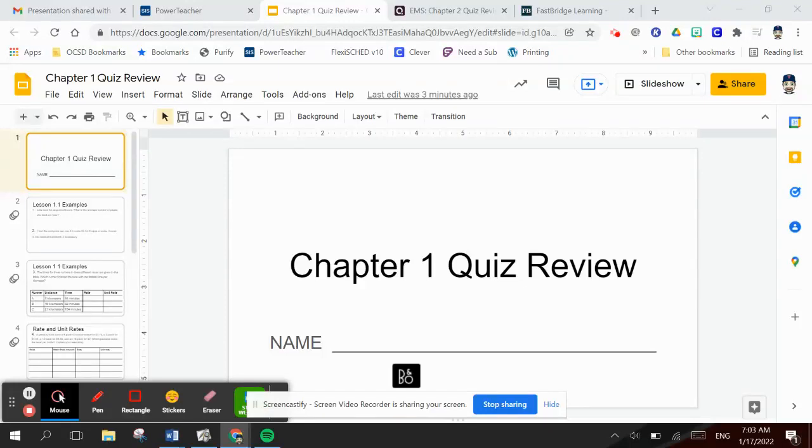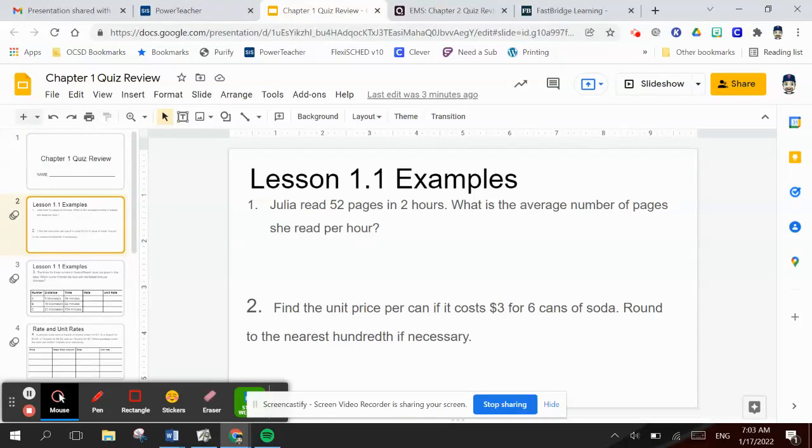Chapter 1, Quiz Review. In lessons 1-1, we have two examples. Julia read 52 pages in 2 hours. What is the average number of pages she read per hour? When we talk about average, that means we want to find the unit rate. How much for one? There was pages, and I have hours.